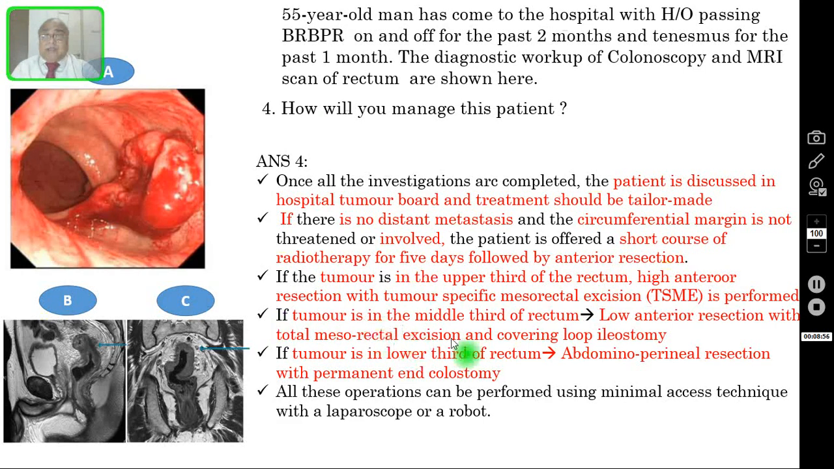If the tumor is in the middle third of the rectum, you can do low anterior resection with total mesorectal excision, and you can also do a covering loop ileostomy. If the tumor is in the lower third of the rectum, you must do only abdominoperineal resection with permanent end colostomy. All these surgeries can be performed using minimally invasive techniques like either laparoscopy or even nowadays you can use robotic surgery to do these procedures.